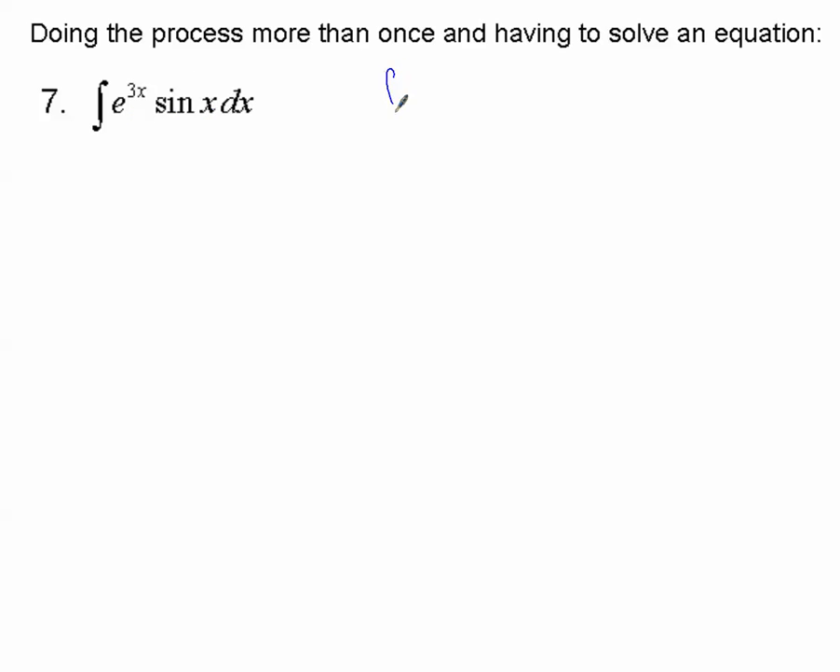Let's start by writing down what our integration by parts formula looks like. The integral of u dv equals uv minus the integral of v du. Now, LIATE to help us determine what we want for our u. Do I see logs? No. Inverse trig? No. Algebraic? No. Trig? Yes. I see trig. Here's the trig. So the trig will be my u.